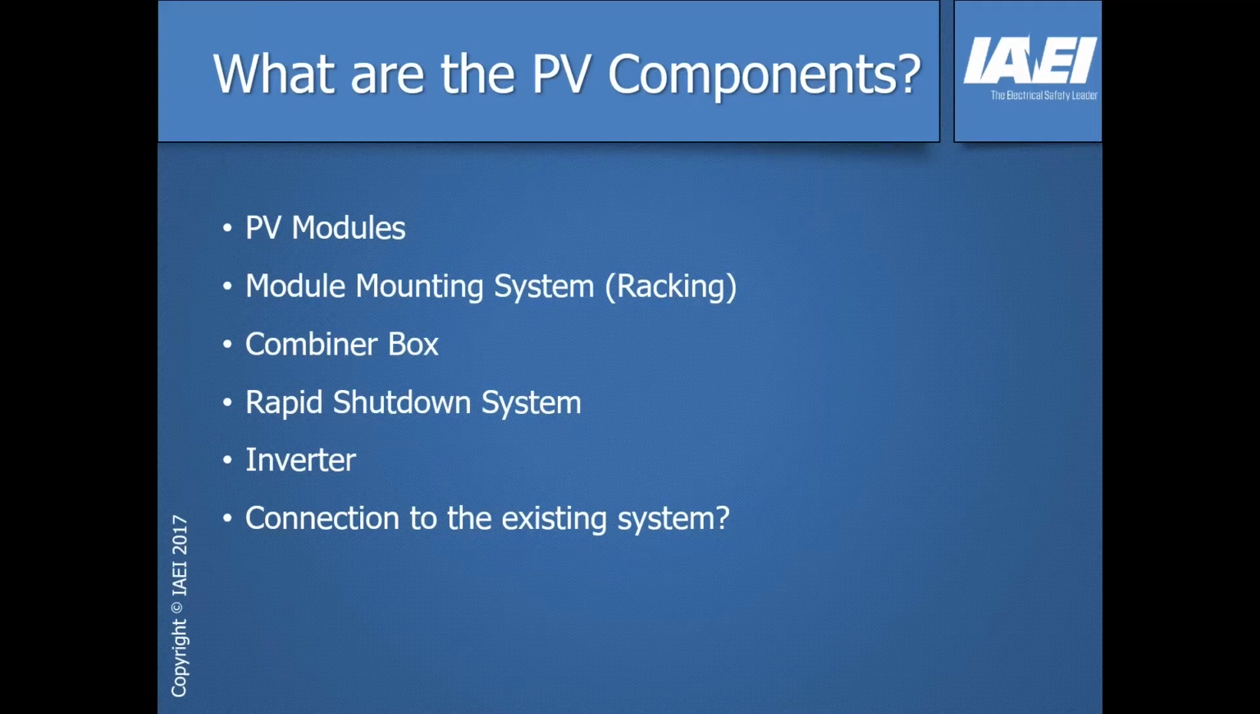And of those, I'd say the PV modules, the mounting system, and the inverter are the key elements. The combiner box you may or may not have. You generally won't see it on a residential system. The rapid shutdown is a safety system that's built in usually to the inverter and possibly the modules. So that's just incorporated in those other elements.